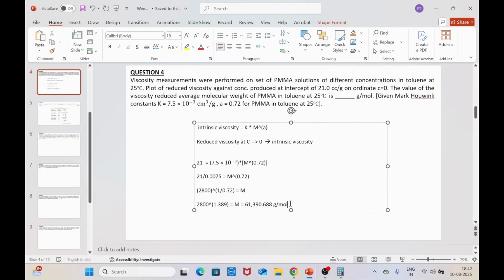Or if you take it as 1.388, then it would be around 60,000, about 60,905.336 gram per mole.